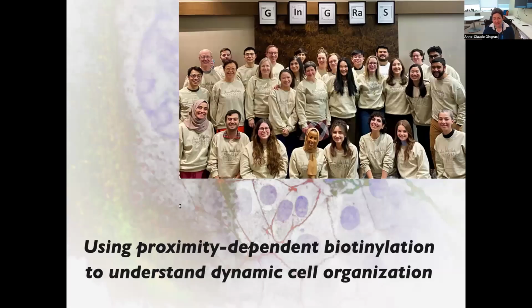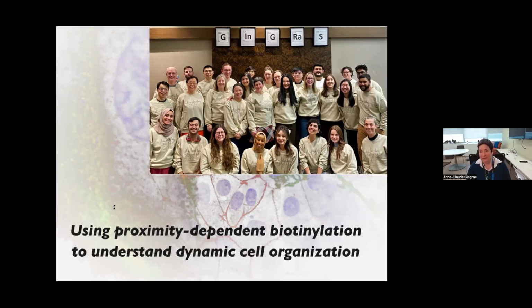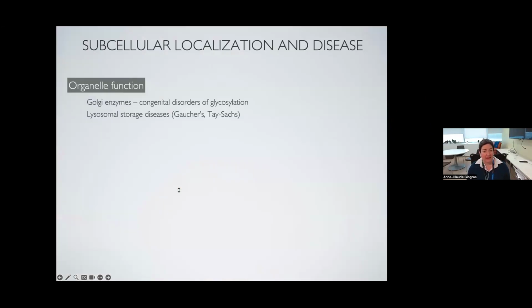So today what I thought I would do is use the time that I have to give you a little bit of a vignette of how we use proximity-dependent biotinylation to really set up the stage to begin to understand dynamic cell organization. And this is a fairly recent picture of my lab, and the only point I want to make today is that this work has involved many individuals in the lab over the years to really set up the method.